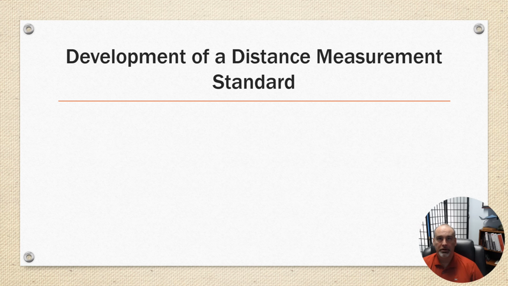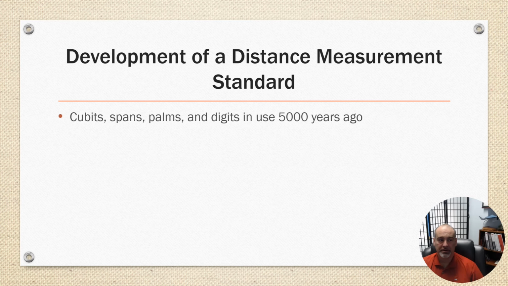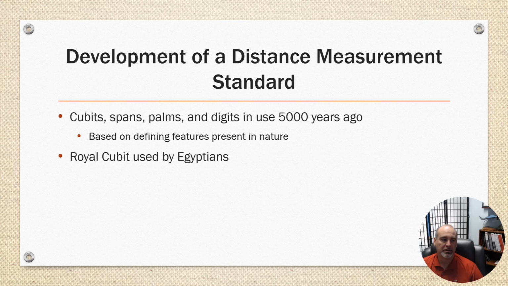Okay, the development of distance measurement standards started with things like cubits, spans, palms, and digits. They've been in use for about 5,000 years. There's a bunch of other ones: stones, hogsheads, rods, hectares. But they're based on defining features present in nature.